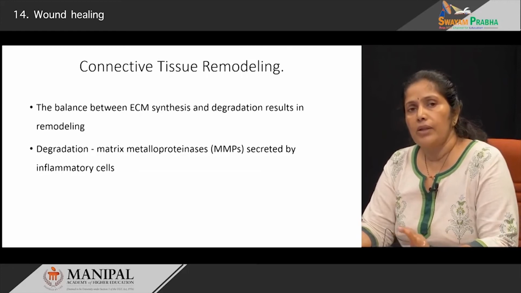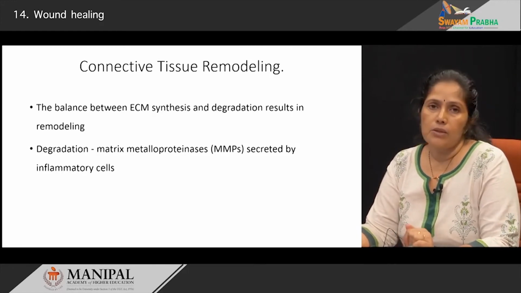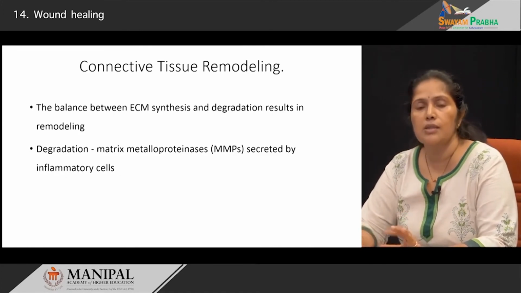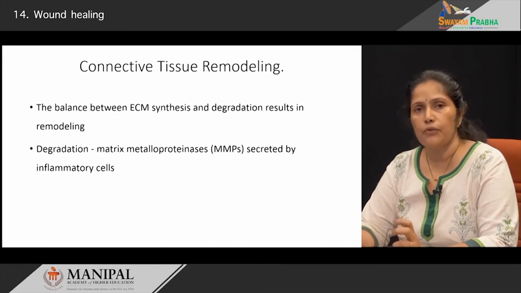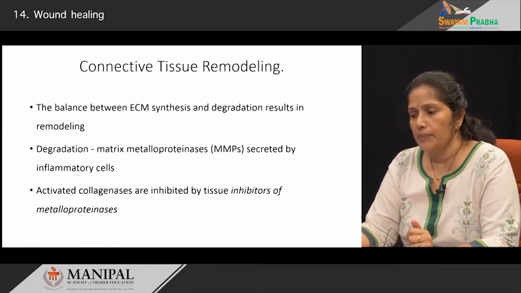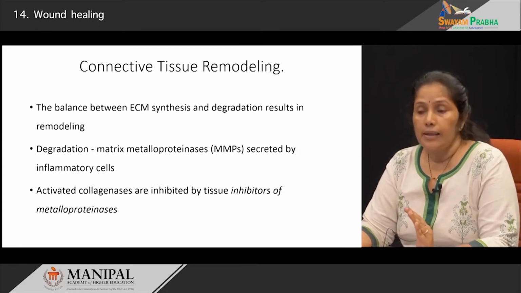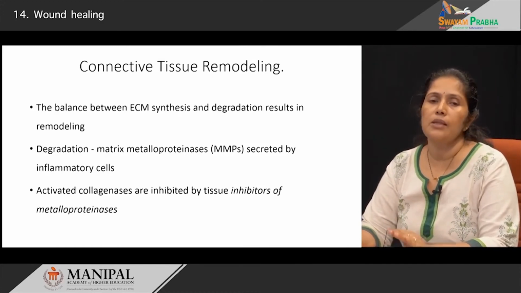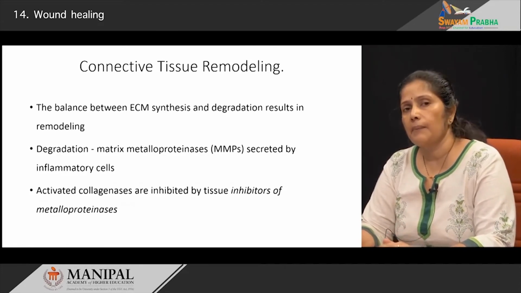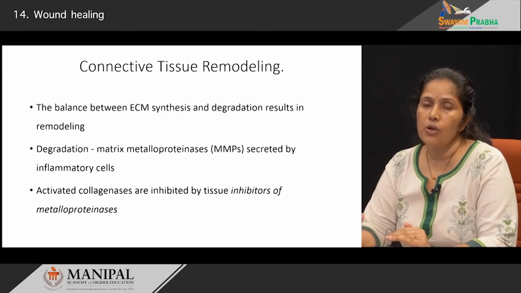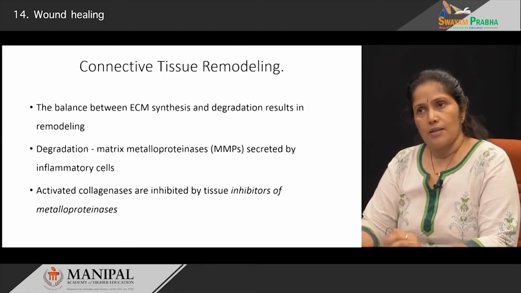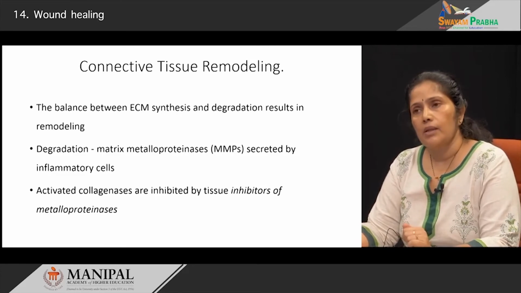Now, the degradation is maintained by the MMPs, also known as the matrix metalloproteinases, and these are secreted by the inflammatory cells. We discussed so many inflammatory cells. We spoke about the neutrophils, we spoke about lymphocytes, we spoke about the macrophages. So, they produce these MMPs. Now, excessive proliferation is then inhibited by the tissue inhibitors of metalloproteinases. So, the balance between these two, the MMPs and the inhibitors of MMPs, ensures that there is no excessive production of tissue. So, this phase is known as the phase of connective tissue remodeling.